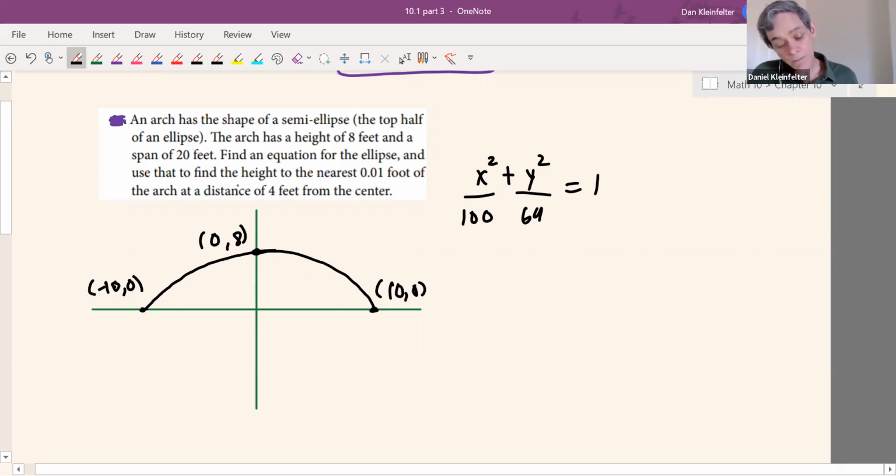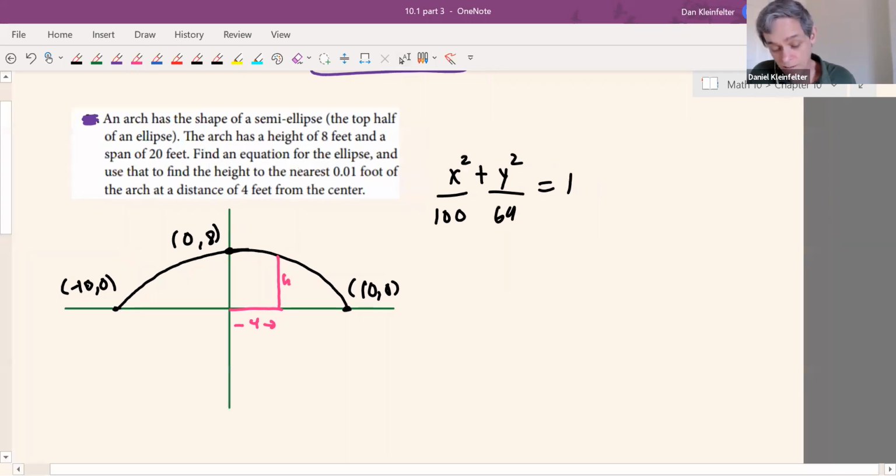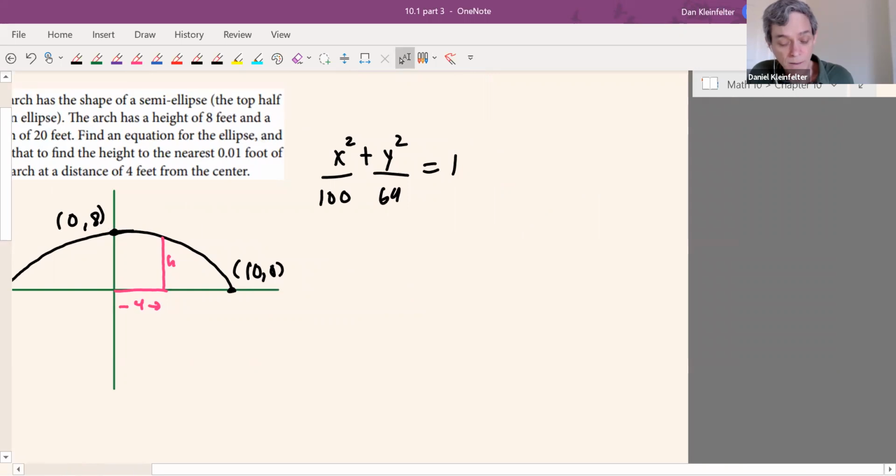And so now we want to find the height to the nearest hundredth of a foot, a distance 4 feet from the center. All right, so if you were to go a distance 4 feet from the center of that arch, we want to know that height. I'm going to call that h. Okay, so that's relatively straightforward. So basically we want to know, when x is 4, what is the corresponding y coordinate going to be? So we're just going to substitute that into this equation, and then we'll find out.